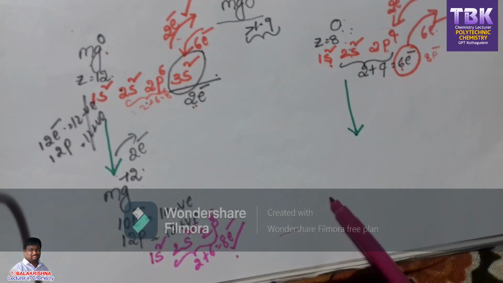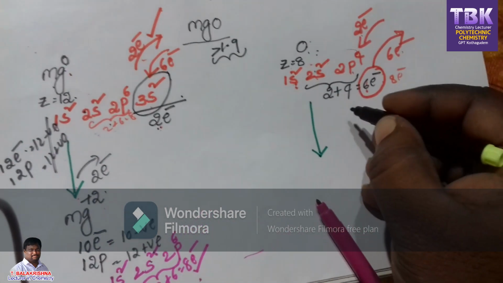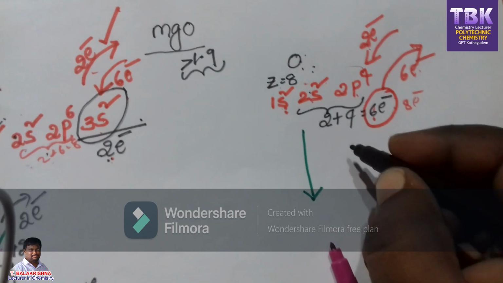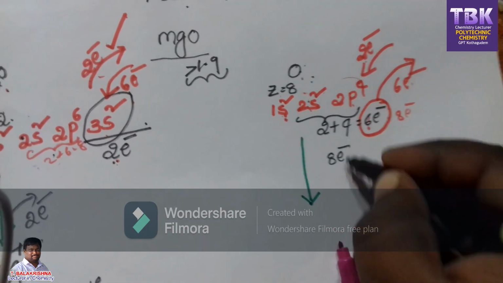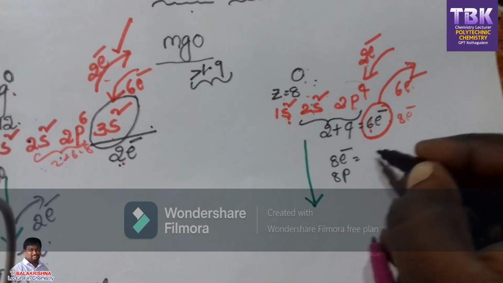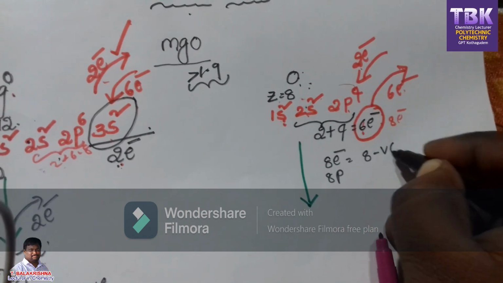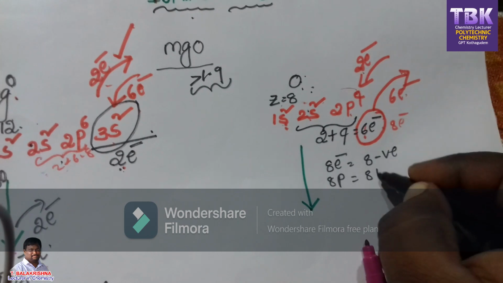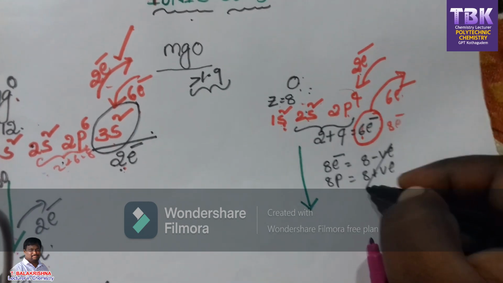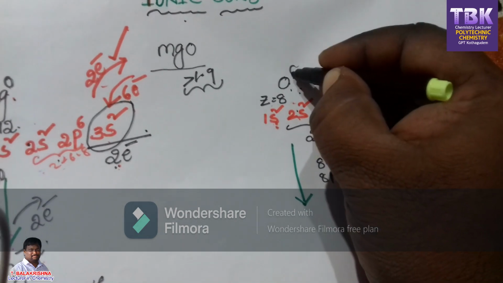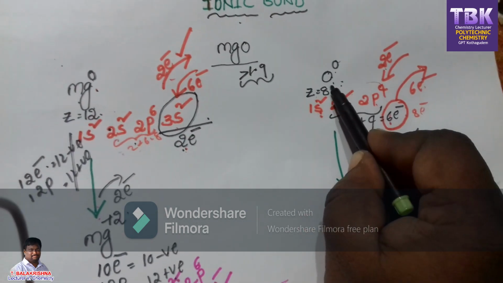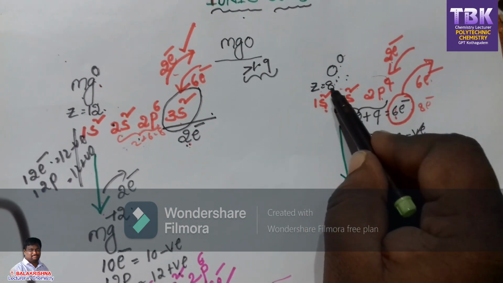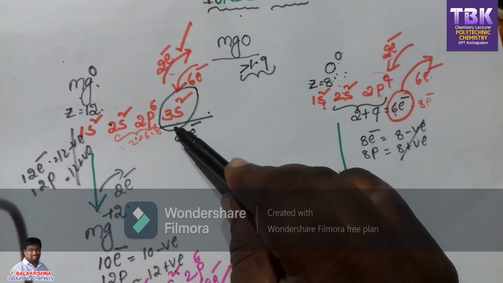Okay, right. So before bond formation, what is the atomic number? 8. So that means it has 8 electrons and 8 protons. 8 electrons means 8 units of negative charge and 8 units of positive charge. It is electrically neutral before gaining the electrons. But here it has high electronegativity. It attracts the electrons from the magnesium.